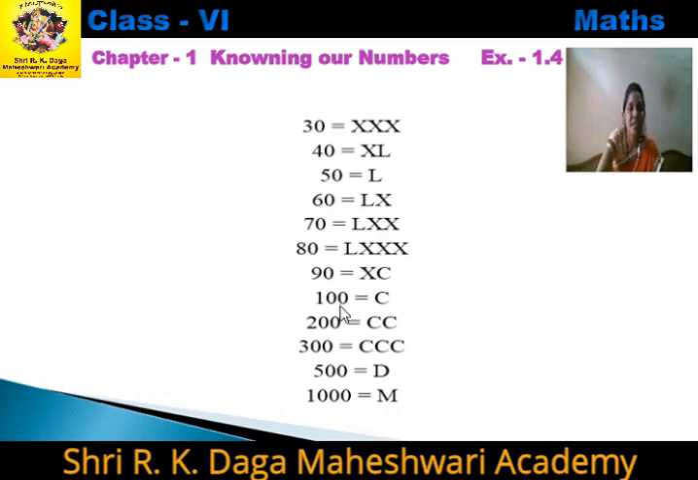Now 100 is represented by C, so number before 100, 90, which is 10 less than 100, so here 90 can be represented by XC. 200, 100 plus 100, so here we will write double C. 300, 3 times 100, so we will write C 3 times. 500 can be represented by D, and 1000 can be represented by M.